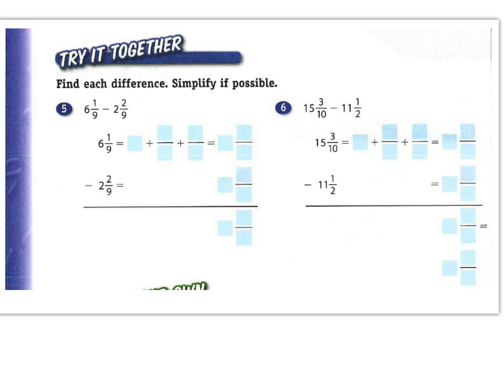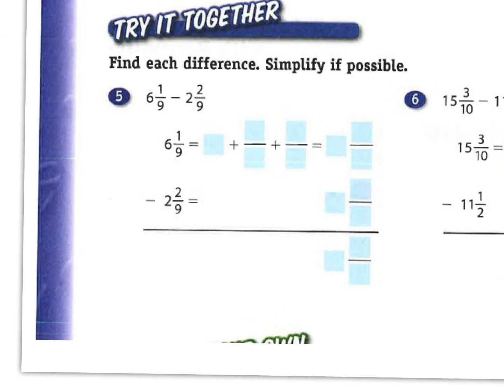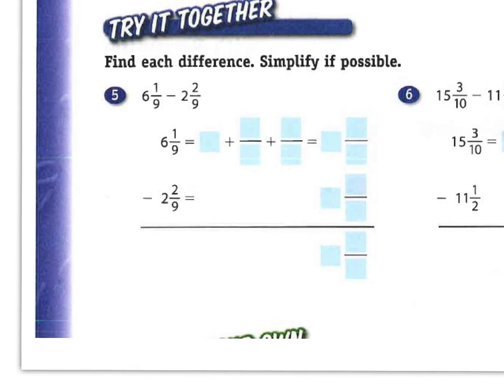All right, this says find each difference, simplify if possible. I'm going to zoom in a little bit to make it easier. So then we have 6 and 1/9 minus 2 and 2/9. Okay, well, 6 and 1/9, we're going to take away one whole and we're going to make 9/9. That's one whole. But we took away 1 from 6, so now we only have 5 left. So 5 plus 9/9 is 6, and then we have 1/9.